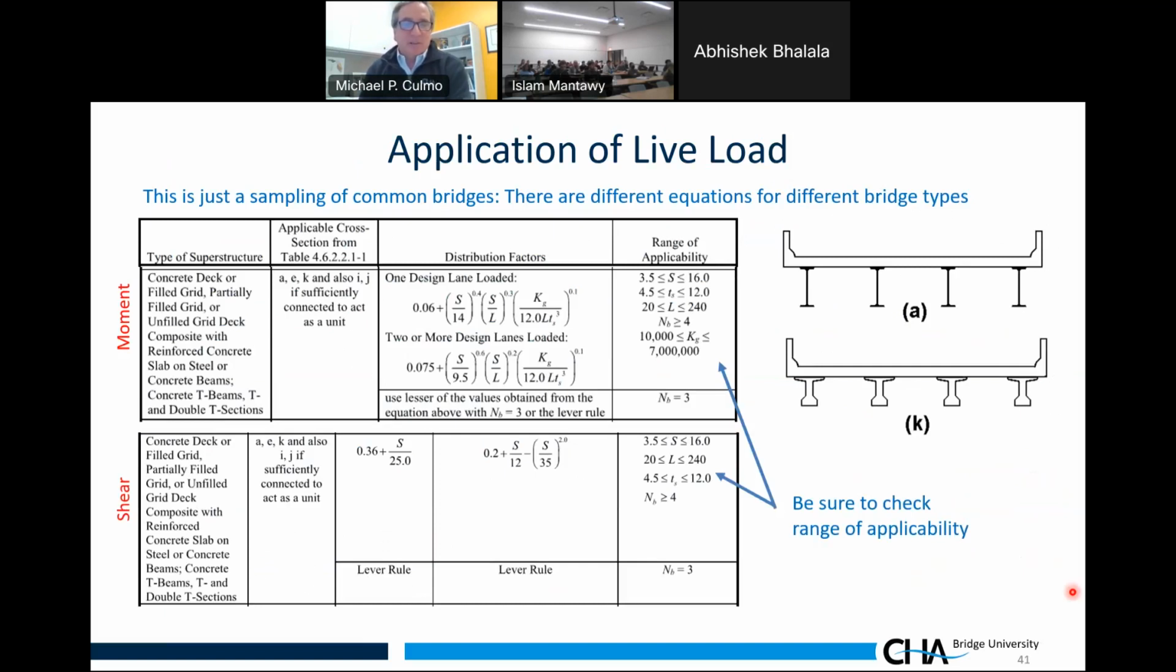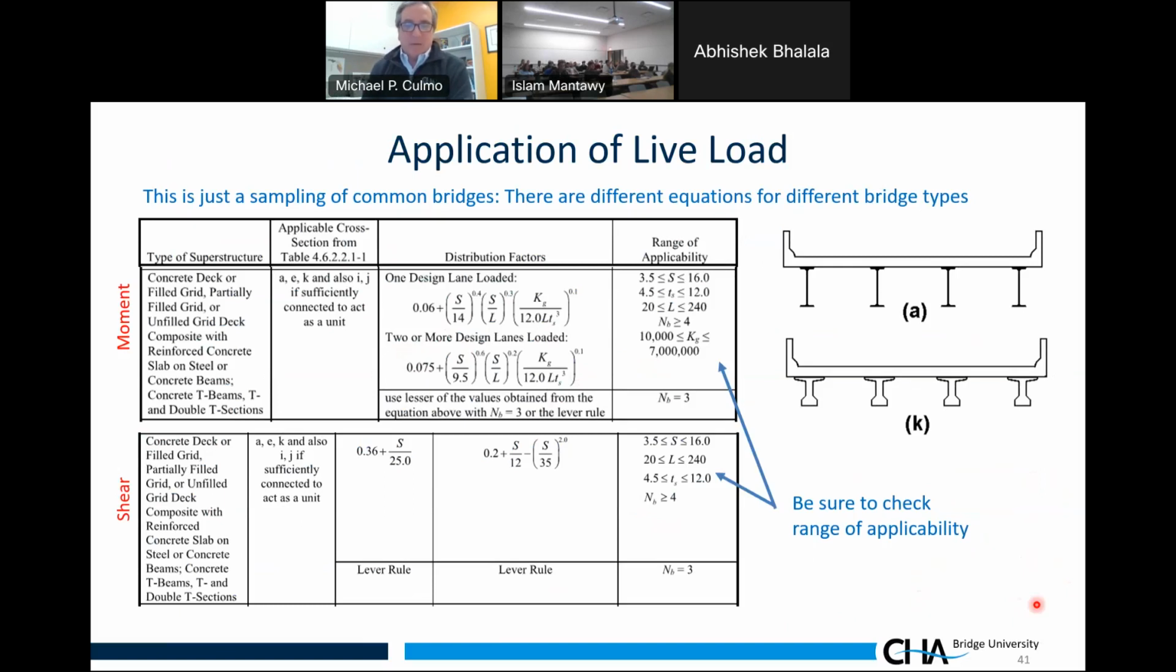You can see this equation now for two or more lanes loaded. There you go. That's a mouthful. S over 9.5 to the 0.6 power times S over span length to the 0.2 power. Then this term with kg. It got a lot more complicated. And there are a lot of people who don't like these equations. They are adamant these are way too difficult, way too complicated. But the reality is we create spreadsheets and we can generate these things very quickly.